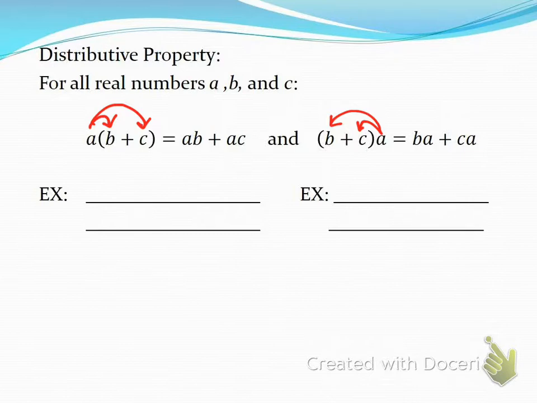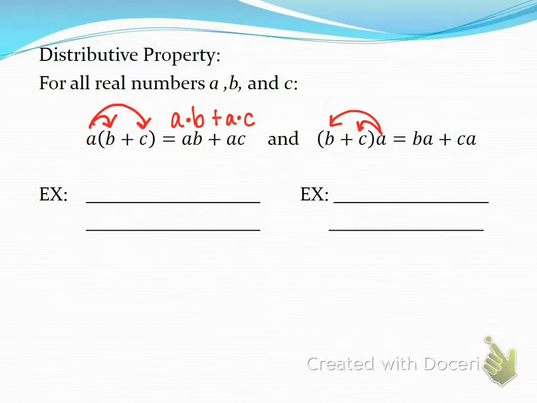Now it is important for us to point out that when these letters like AB, AC, BA, CA are written right next to each other, what operation is happening? Multiplication. So if you need to write this as A dot B plus A dot C, you can. We need to remember that we are multiplying when we distribute. So let's put some examples up there.